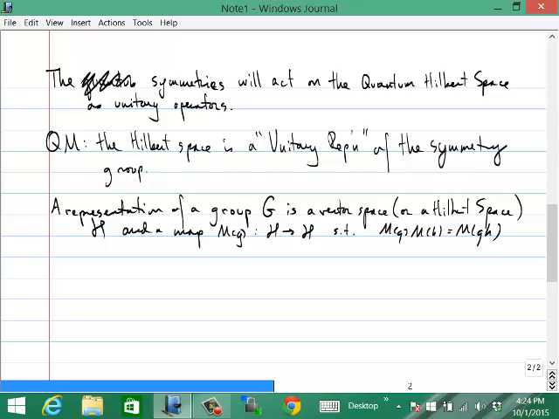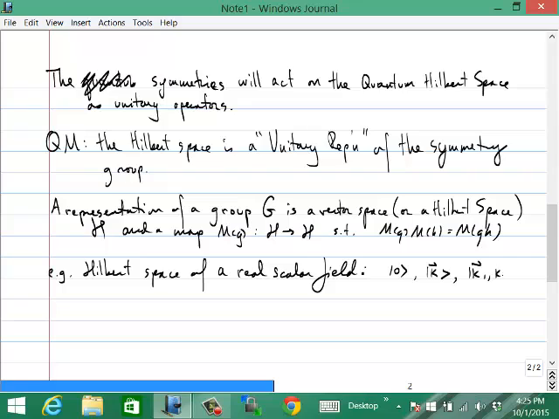So let's just see this explicitly in an example that you already know. Okay. So let's take as an example the Hilbert space of a real scalar field. So what is that Hilbert space? Well, remember, it contained a vacuum state with no particles. It contained one particle states that are labeled by their momentum k. It contained two particle states labeled by momenta k1 and k2, and so on and so forth.